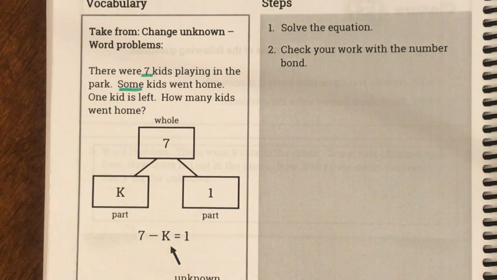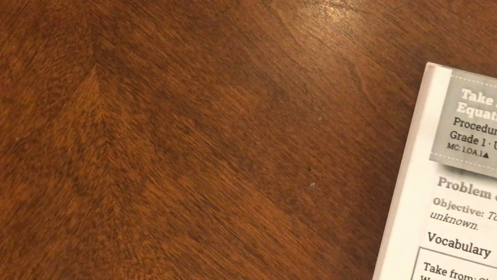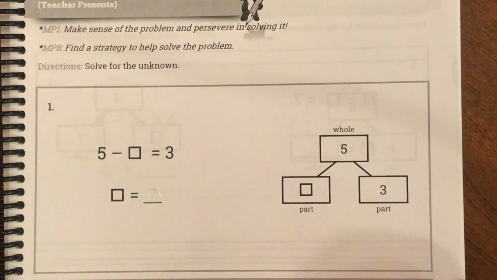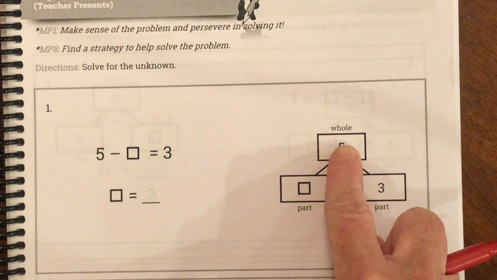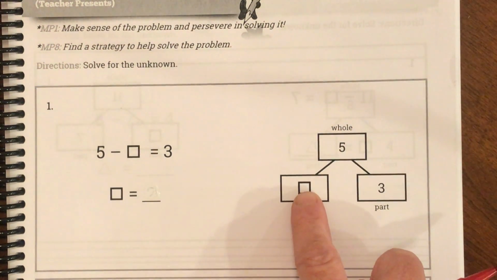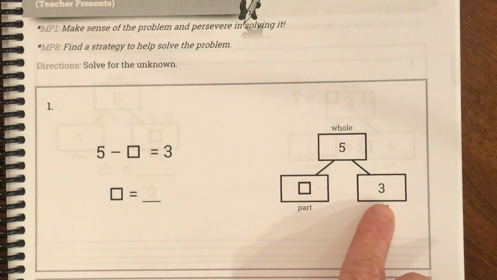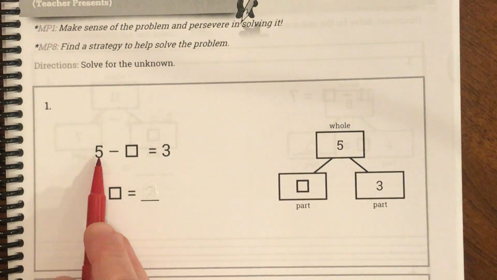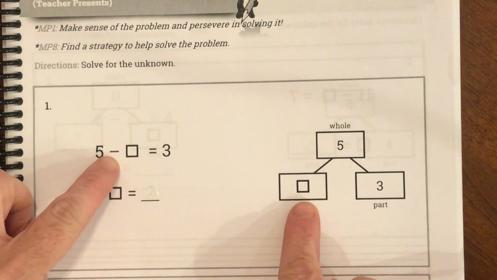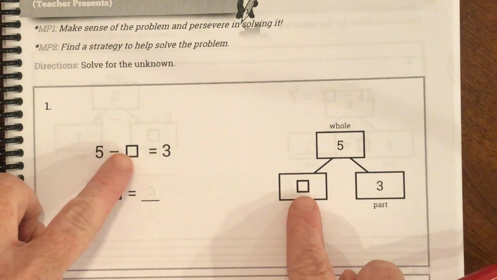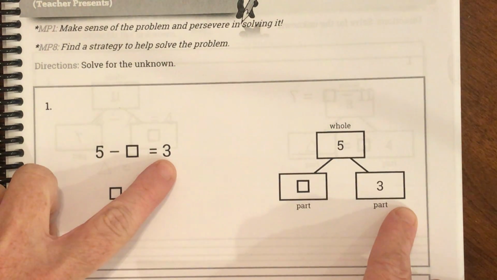So here is our first one that I'm going to do for you. And if I look at my number bond, I see my whole is a 5. One of my parts is unknown, and they're using a square as their variable, and my other part is a 3. So my equation is 5 subtract unknown equals 3. So the whole take away 1 part equals the other part.